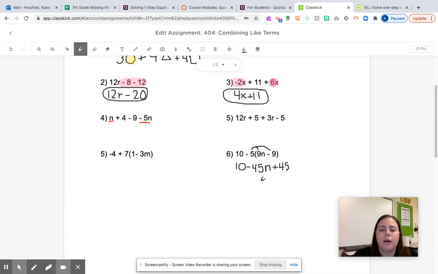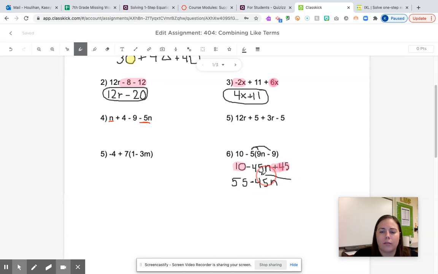Okay, now we need to combine our like terms. I'm going to highlight them. We have a 10, negative 45n, and a 45. So I can put my 10 and my 45 together. They're both positive. So when I add 10 and 45, I get 55. Then I'm just going to bring down my minus 45n.